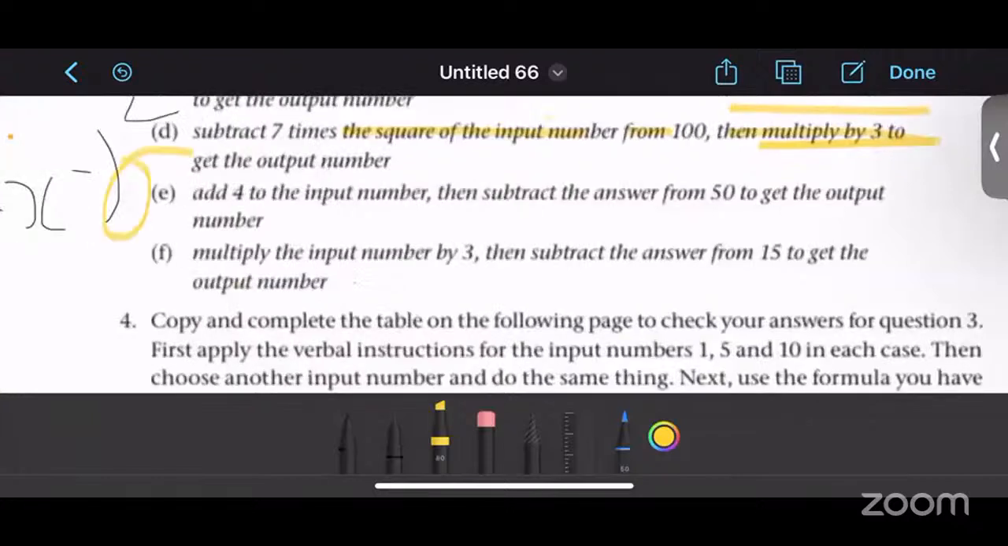E, they say add 4 to the input number and then subtract the answer from 50 to get the output number. What are we going to do? What are we going to have?